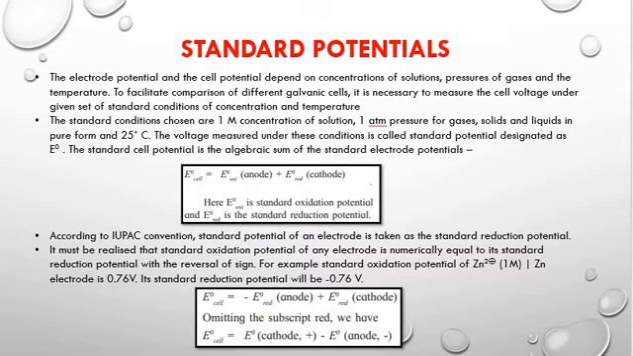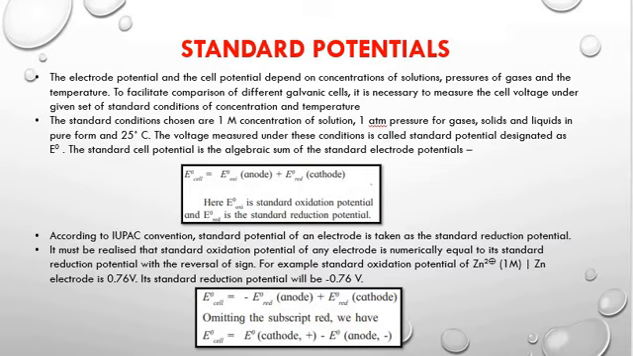The standard conditions chosen are, as we already know, 1 molar concentration of solution, 1 atmosphere pressure of the gas, and solid and liquid taken in the pure form, at a temperature of 25 degrees Celsius. The voltage measured under these conditions is called the standard potential, represented as E0. According to the IUPAC system convention, the standard potential of an electrode is taken as the standard reduction potential.